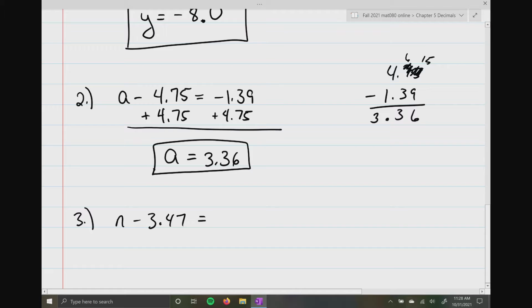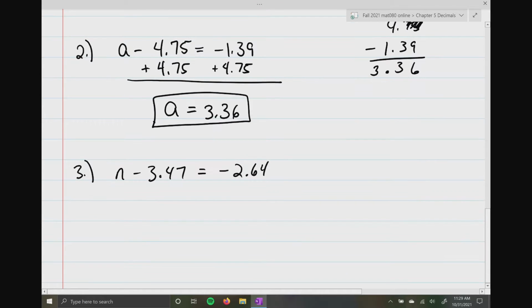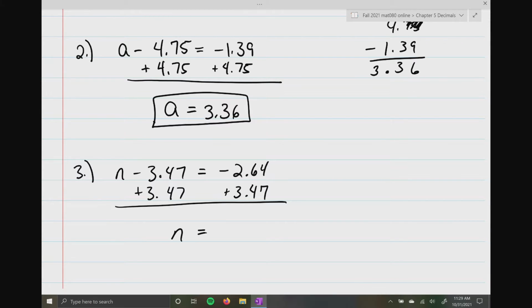we have n minus 3.47 equals negative 2.64. Here, I'm going to add 3.47 to both sides. It's my addition property of equality. So I get the letter n on the left-hand side. But on the right-hand side, just like above, I'm going to have to subtract these two numbers because they have opposite signs. So I put the larger number on top, smaller number on the bottom.